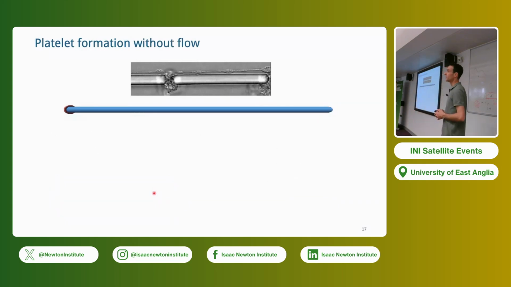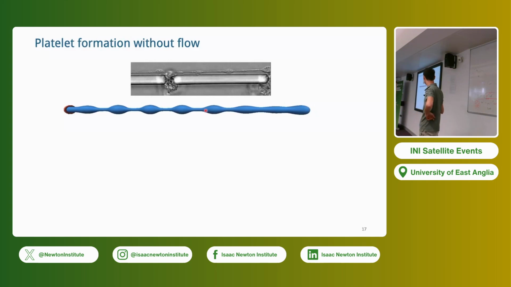We'll start with a very simple case, platelet formation without flow. So this is the starting situation. This is the extended proplatelet, and we run the simulation. Because of this active stress, because of this contractile stress, the membrane contracts. So the tip here is pulled to the left, and it forms these bulges, and it forms these instabilities.